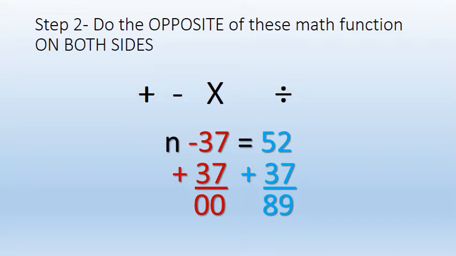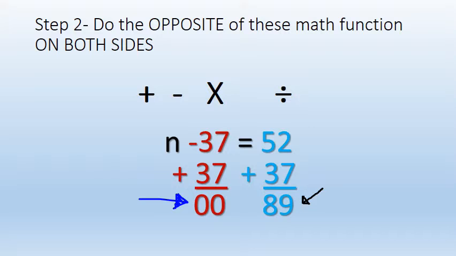So I've gone ahead and done the opposite of the math function on both sides. On the side with the variable, I added 37. And on the side with the equal sign, I also added 37. I can check and see here that I got the correct answer because on the side with the variable, it came out to equal 0. And on the other side, it equals 89.